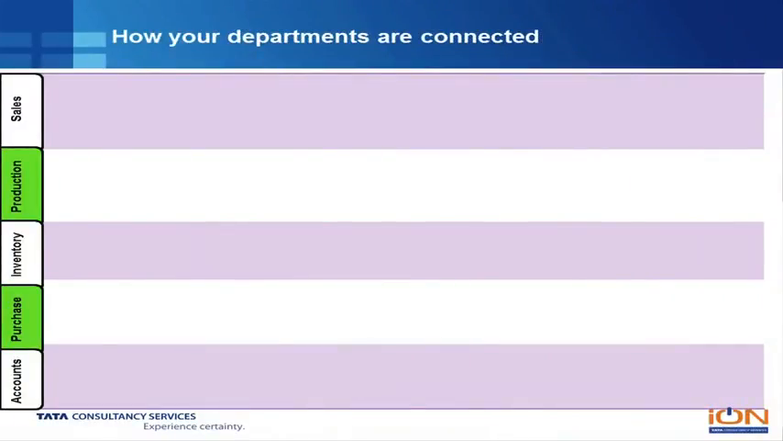Let me articulate or define what ERP is about. I'll give you a process flow on how typically an ERP system will connect your departments. So here you see there are 5 departments on the screen. You have sales, you have production, you have the inventory that is stores, you have the purchase, and you have the accounts. Now the question is how these departments are connected together through an online system.